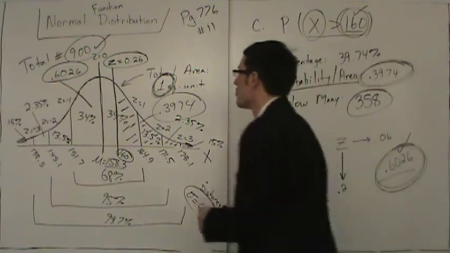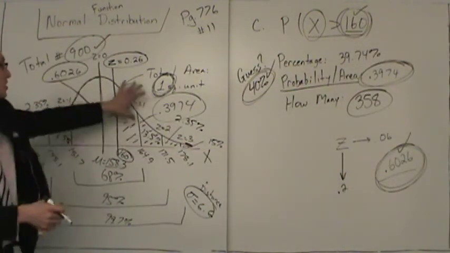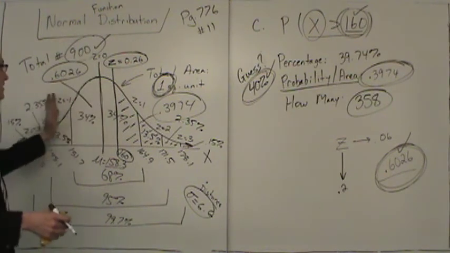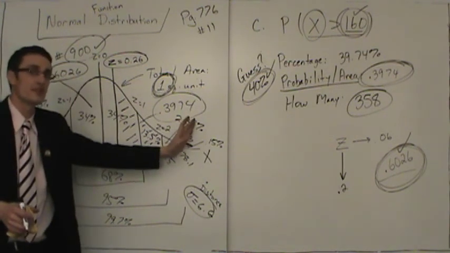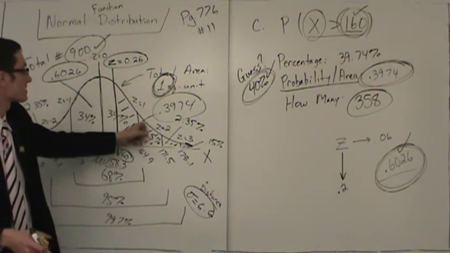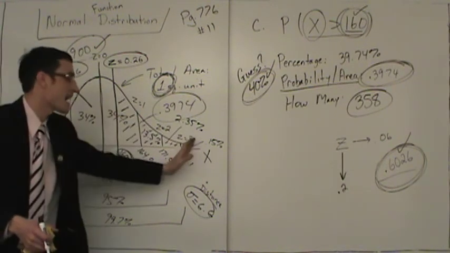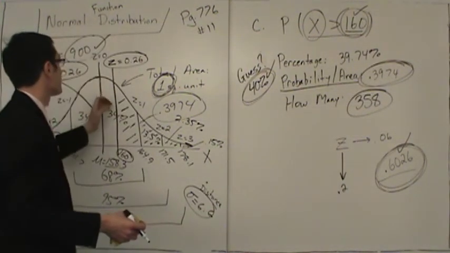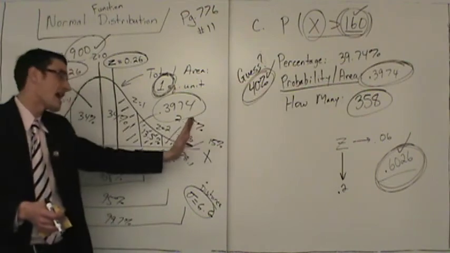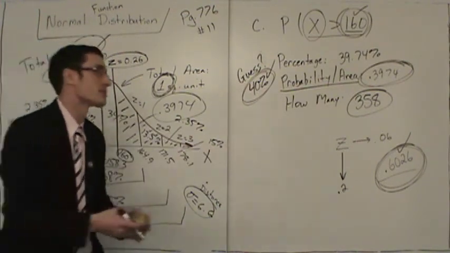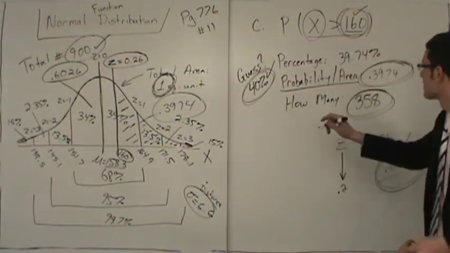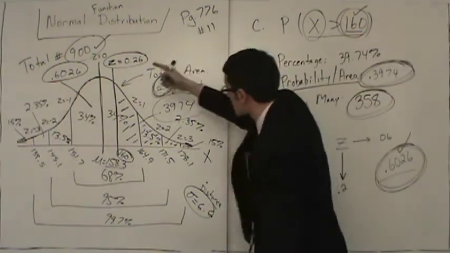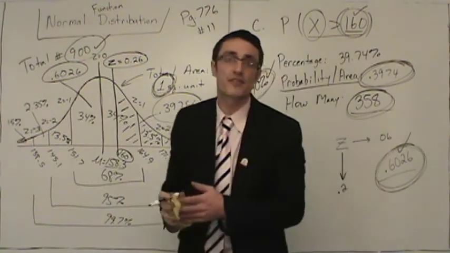Okay, now question, what is half of 900? If you think of this curve as representing 900 men, what is half of 900? Half of 900 is 450. Notice our area is less than half. So if our area is less than half, it's going to represent less than half of the men. If half of the men is 450, and we're less than half, then we're going to be less than 450. So 358 makes sense. Again, to find how many, we take probability and multiply by total number, and we get 358.